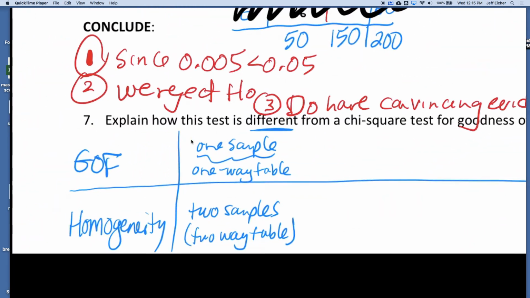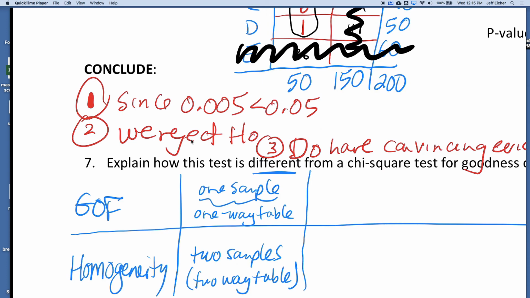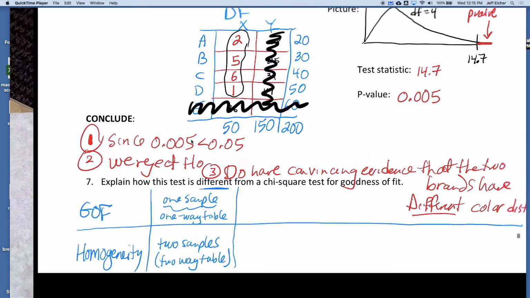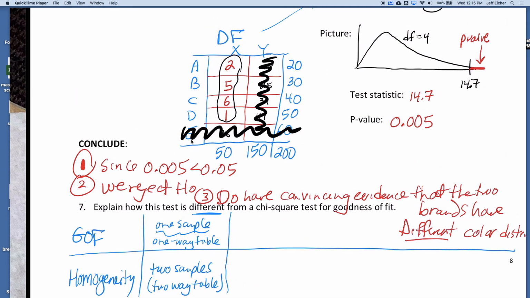And then what other differences are there? Anything else you can think of? Perfect, yeah, degrees of freedom. For goodness of fit, it's the number of categories that you have, minus 1. And for homogeneity, it's that formula, the row minus 1 times column minus 1. R for row, C for column. So the degrees of freedom is different. They both have minus 1 in them. So they are kind of similar, but they're different.